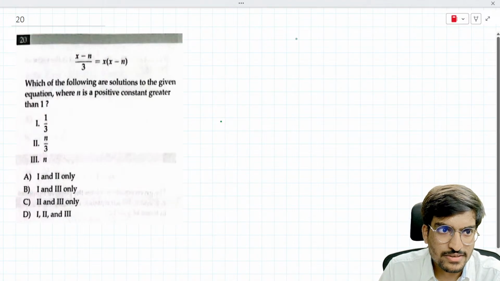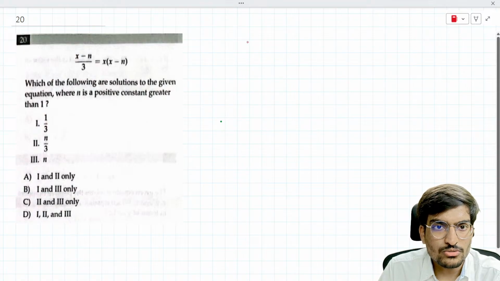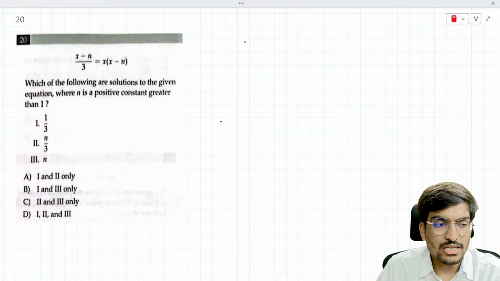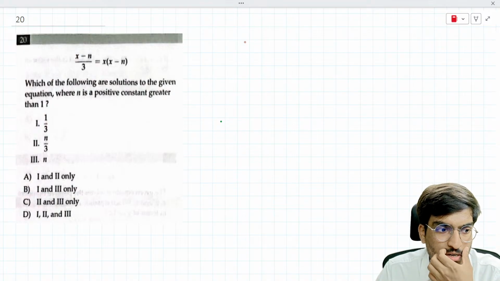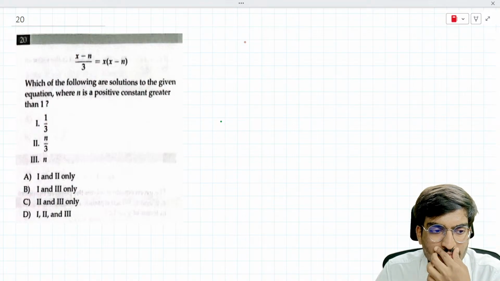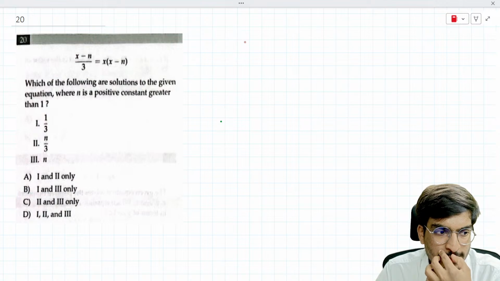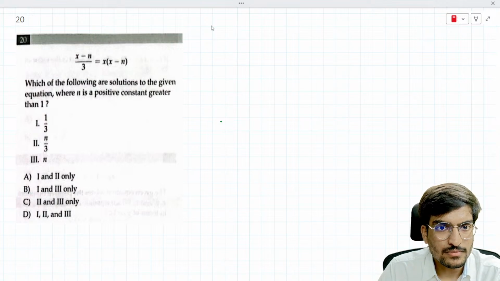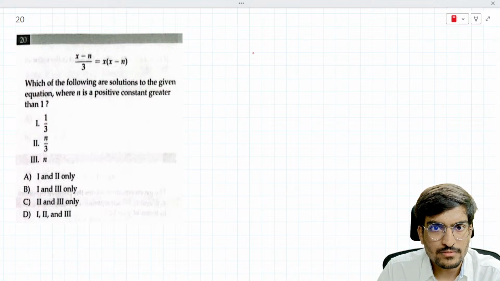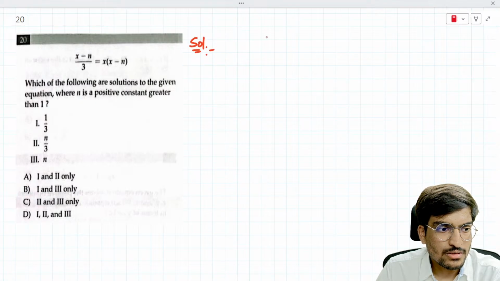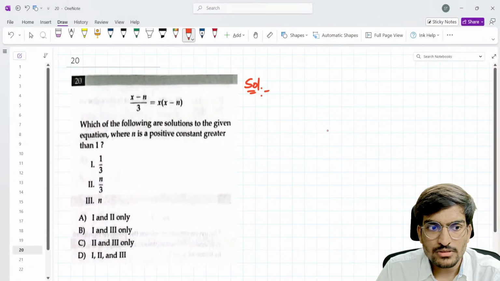Very good. Now the main thing comes into the picture. I just want to confirm from both of you. Just type yes if you both are ready for this problem. This is the main one. I can see only one person is ready.